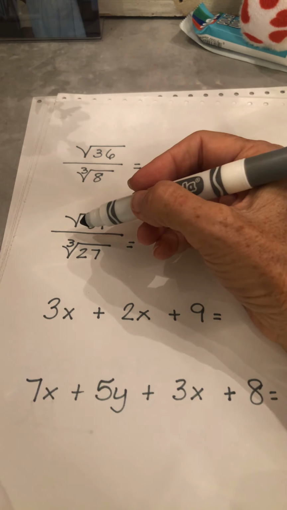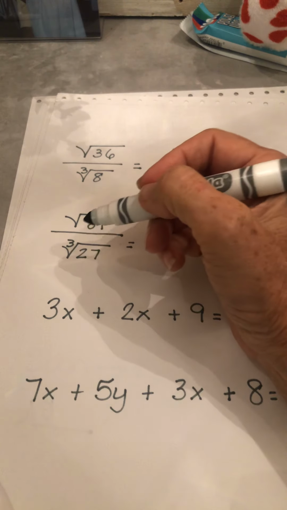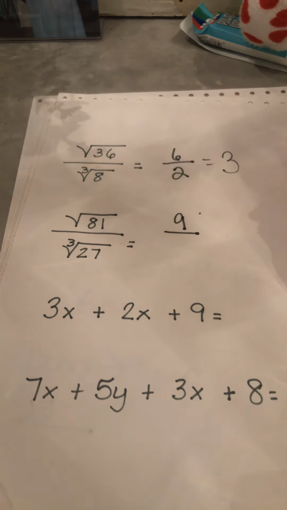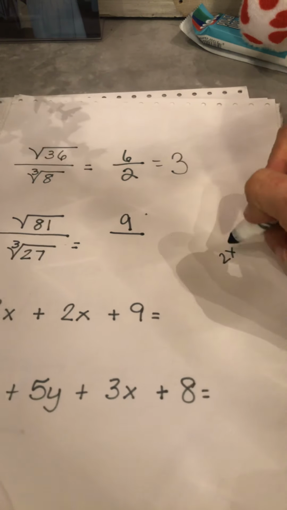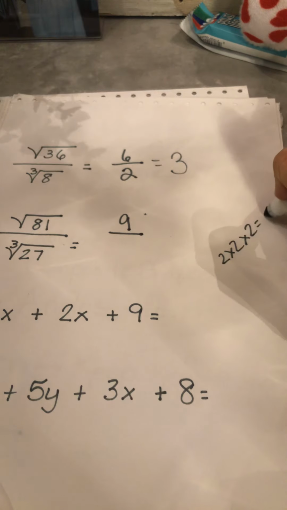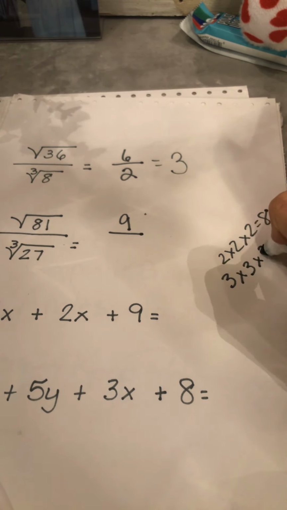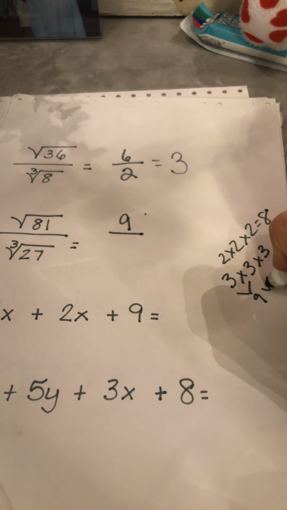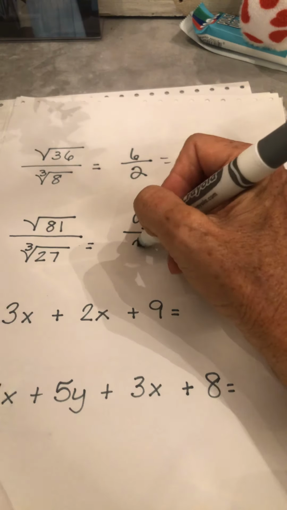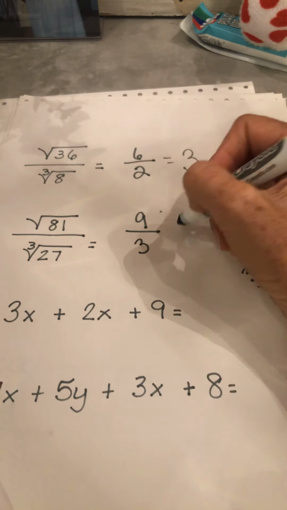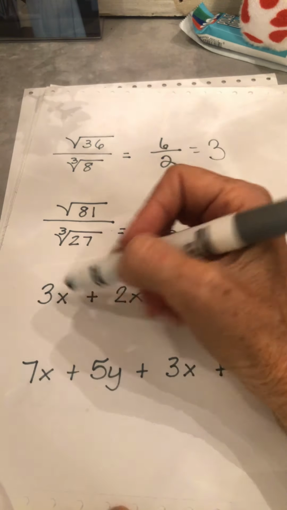This one, the square root of 81, what times what gives me 81 is 9. Okay, this one I have to say what times what times what gives me 27. Well, we already know that 2 times 2 times 2 gives me 8. Well, let's see, 3 times 3 times 3. 3 times 3 is 9. 9 times 3, 27. So that means this would be 3. And how many times will 3 go into 9? 3.